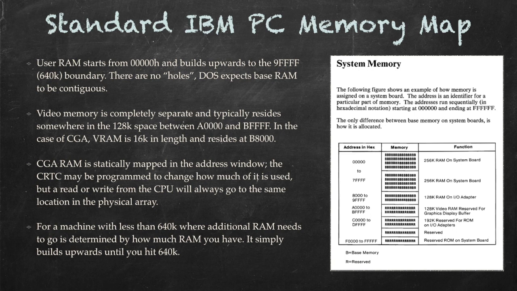DOS requires all memory in that area to be contiguous. It should start at 0, end at 640K. There's a little marker it maintains, which is the end of memory. And when you add memory to a system, let's say you have a 256K PC, it's easy to know where it goes. It simply starts at the next address after that.